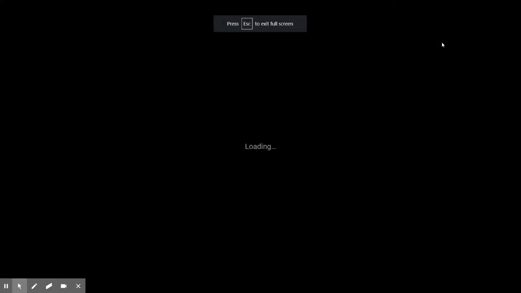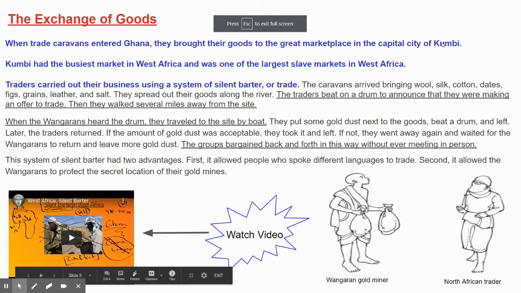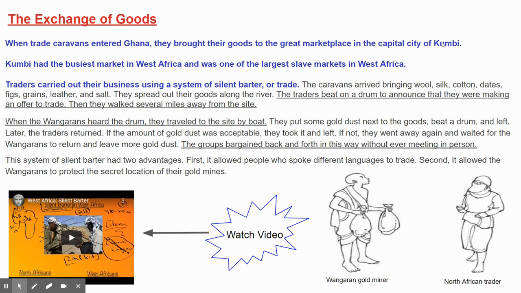When trade caravans entered Ghana, they brought their goods to the great marketplace in the capital city of Kumbi. Kumbi had the busiest market in West Africa and one of the largest slave markets in West Africa. Traders carry out their business using a system of silent barter or trade. The trade caravan arrived bringing wool, silk, cotton, dates, figs, grains, leather, and salt.